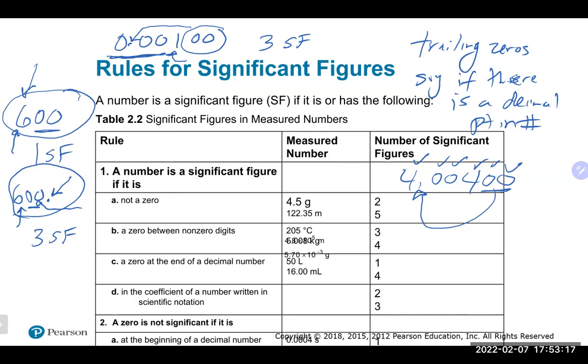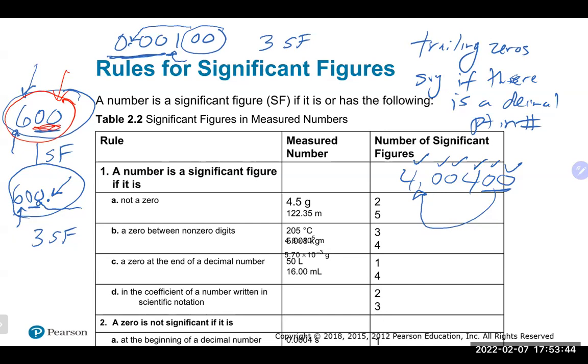The zeros and the decimal points at the end do not need to be near each other. You just need to simply have a decimal point in the number to make every single zero at the end significant. For example, I think we're looking at this here. 600 with no decimal point written. Again, these zeros are technically not significant, which means in that case, that guy did have only one significant figure.